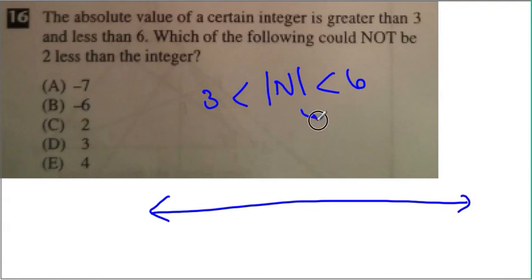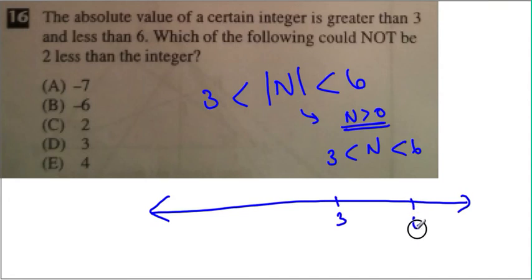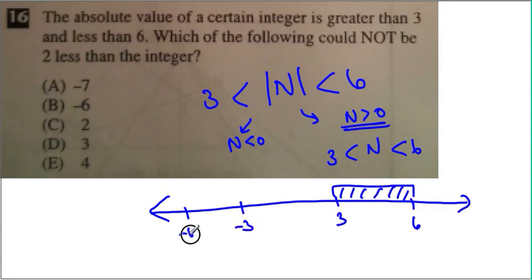If n is positive, then n has to be greater than 3 but less than 6. So we're looking at 3 to 6. That becomes our answer for n. But what if n is negative? That means n has to be between negative 3 and negative 6. Negative 6 would be the other way around. So n has to be between those. I'm going to put up the open circle because we're not including those values.